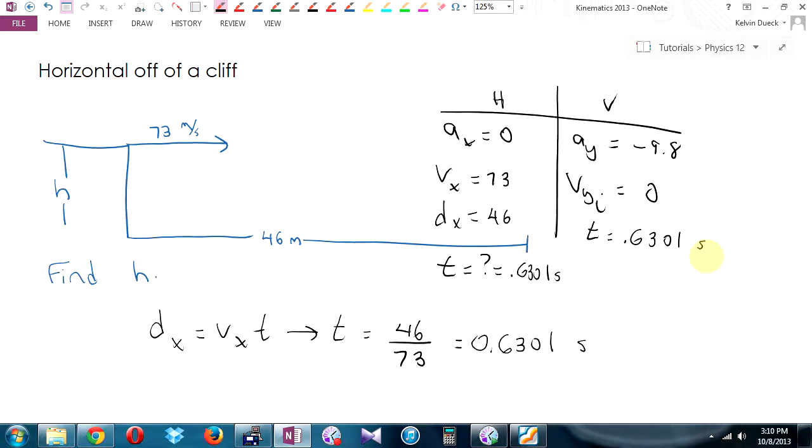Did you say dy? If you did, say dy. If you didn't, fake it and say dy. Okay, so if I hear you correctly, you're saying, hey, Mr. Dueck, this now wants me to find that. And you'll notice now in the vertical column, I have 1, 2, 3 things. I can find the fourth.